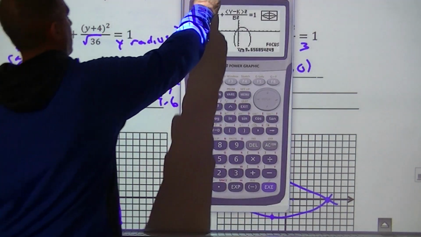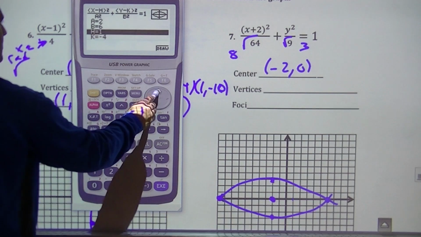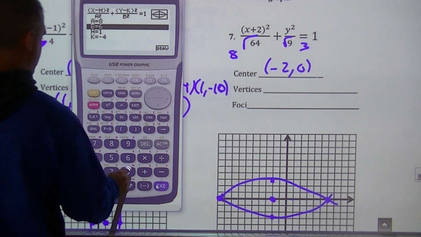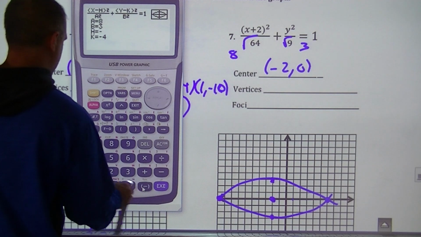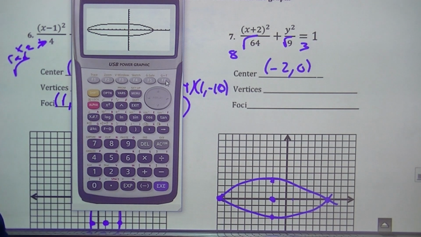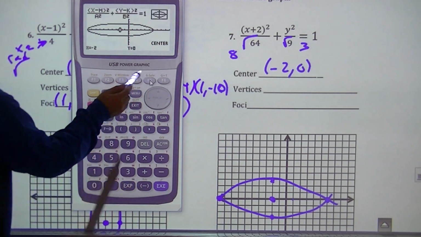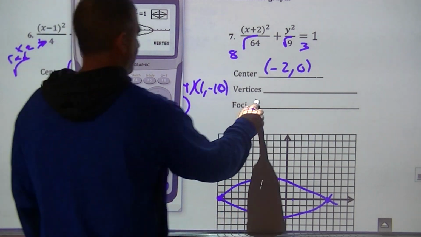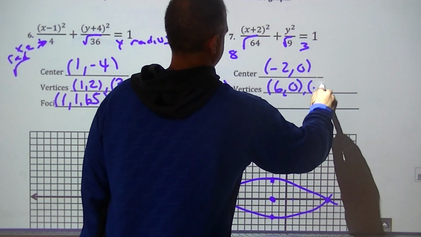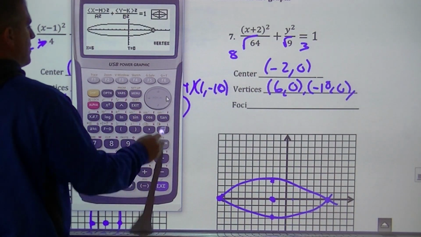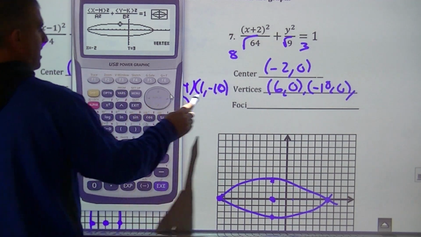Okay. Once again, I can go in there. Now I would choose 8. Okay. I would choose 3. I would choose -2, and I would choose 0. Okay, same picture. G-solve center confirms my center. G-solve vertices, I got 6, 0, and -10, 0. I got -2, -3, and -2, 3.